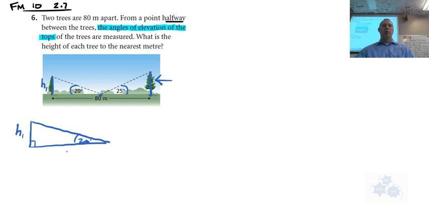What else do I know about this little triangle that I just drew? Yeah, the bottom is 40. You're right. It's 40 meters because this is a point that's halfway. So 80 divided by 2 is 40. Okay, awesome. So which trig function am I going to use? Remember SOHCAHTOA. So tan, I'm hearing tan.